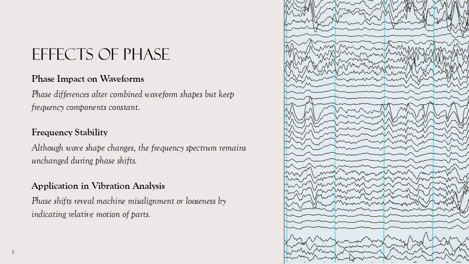This principle is vital in vibration analysis because phase relationships influence how forces interact within a machine. For example, phase shifts can indicate misalignment or looseness, where components move out of sync. Analysts use phase measurements to determine relative motion between machine parts, aiding in fault diagnosis and corrective alignment procedures.